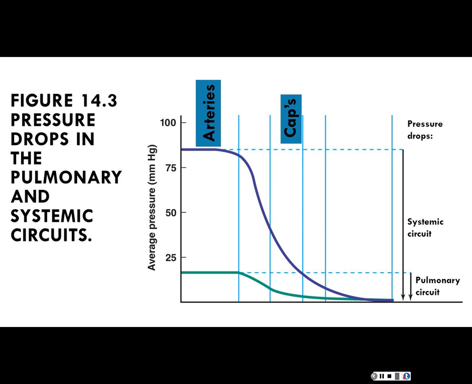What's the green line? The green line is the pulmonary circuit. So you'll also see a pressure gradient, but before we get there, I want to acknowledge the systemic circuit. So the capillaries, do they exhibit blood pressure?